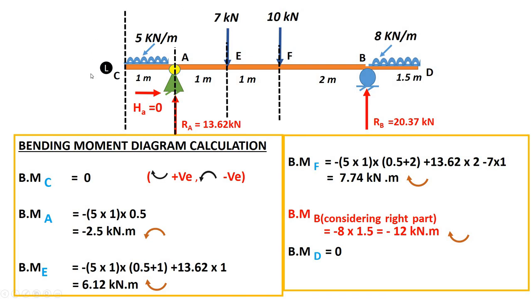If we consider the left part only, what about the forces involved? The forces are 5 kilonewton, this reaction, this 7 kilonewton. So we have to take moment of all these forces about F point, right? So starting with this 5 into 1, that is total UDL, multiply by the perpendicular distance is 1 plus 0.5, where is the CG of UDL? So that is 2 plus 0.5, and nature is anti-clockwise about F point.